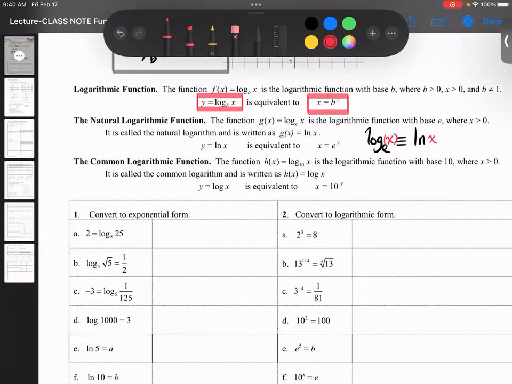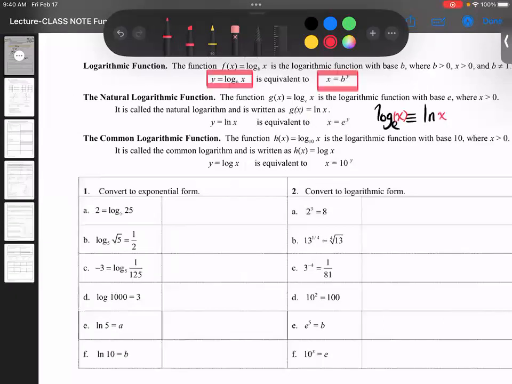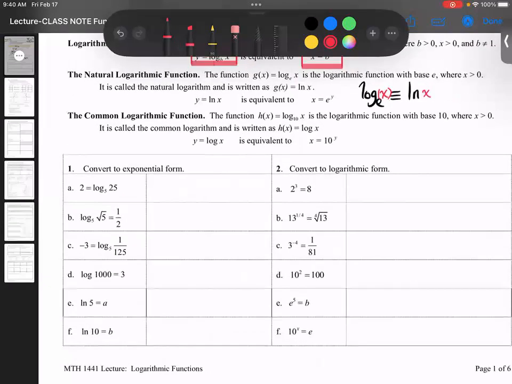If I don't write any base at all, it's going to be understood as base 10. They call that a common log. So I'm sure you all know that from 662. All right, now we're going to convert from log to exponential and vice versa.